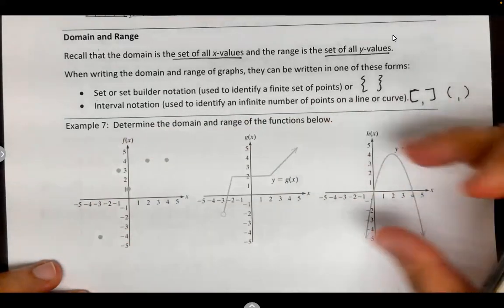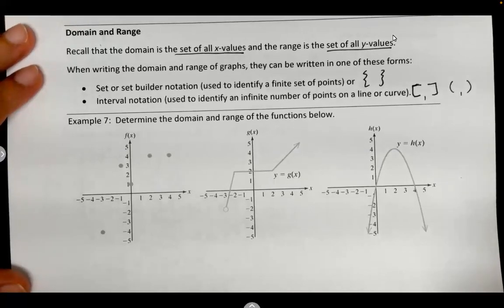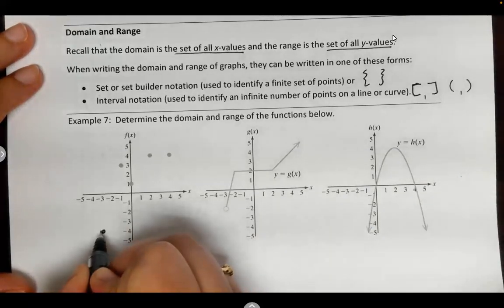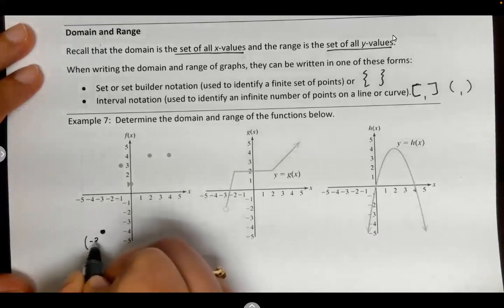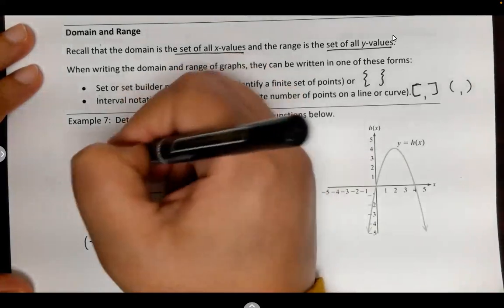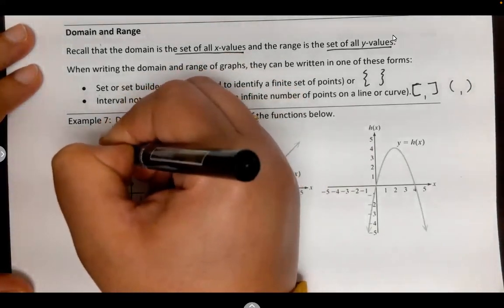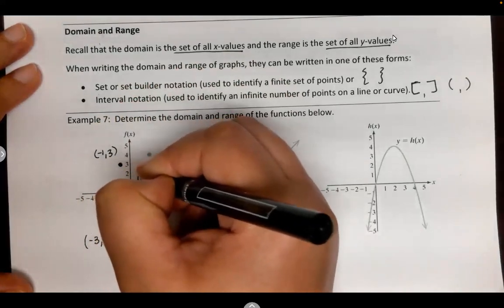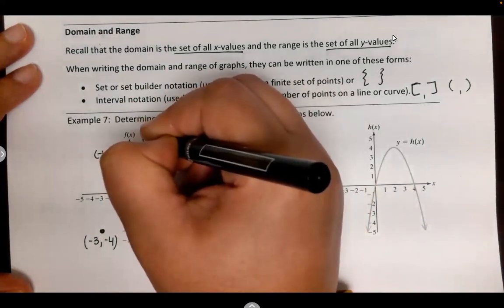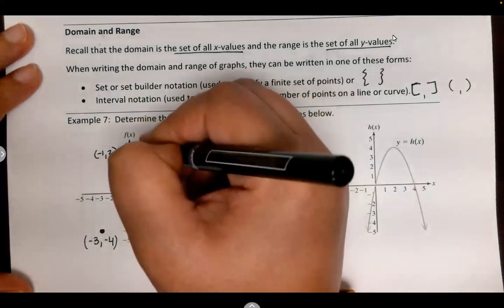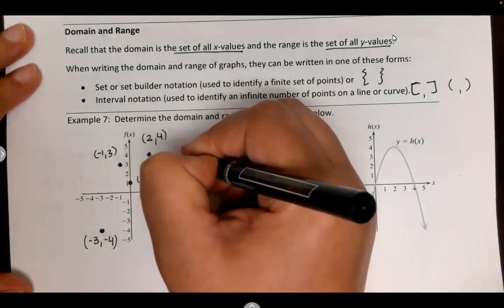Okay, there are 3 different graphs given to us, and we want to find the domain and the range of each of these graphs. These are just points, so we will first put down their ordered pairs. -3, -4. That is -1 and 3. 0, 1. 2, and 4. 4, 4.